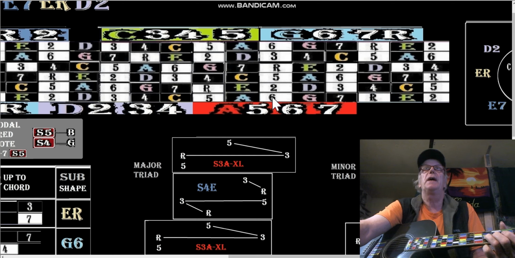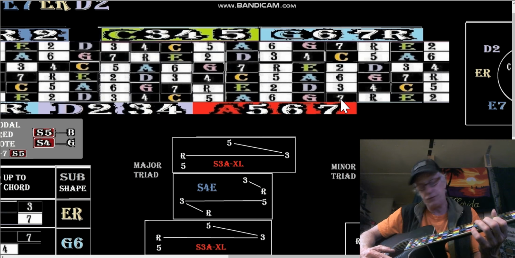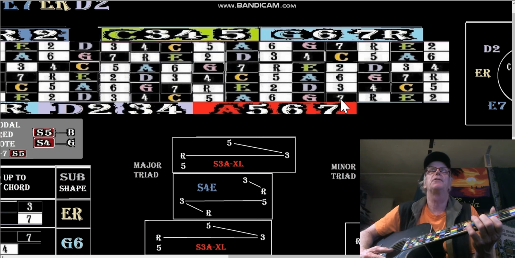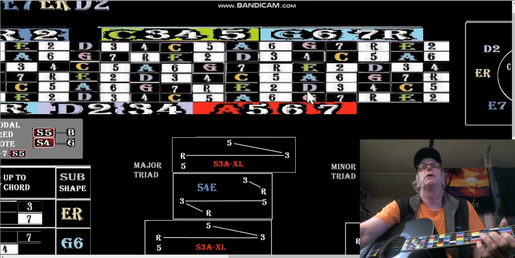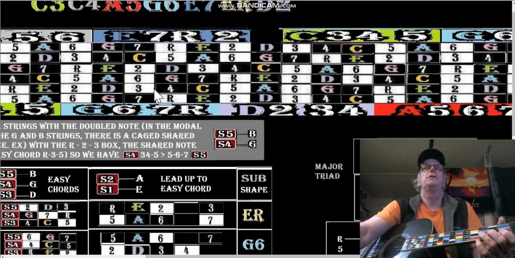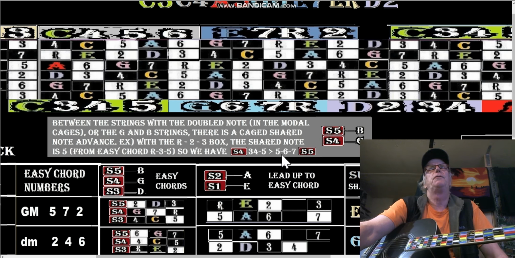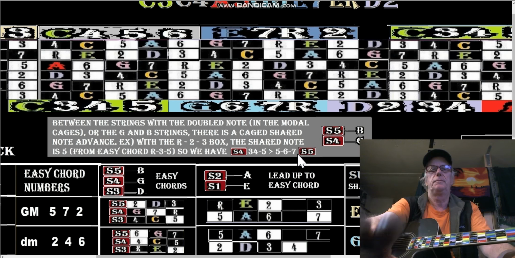We don't take that because we're going to take the beginning half of the string shape. So we have to look over here at the 7, and we just start whatever string shape starts on that 7. So we're going from the A string shape pretty much to the E string shape there. Alright, so it's not really a caged advance, but sometimes it can be looked at as a caged advance in this 3, 4, 5 going to 5, 6, 7.